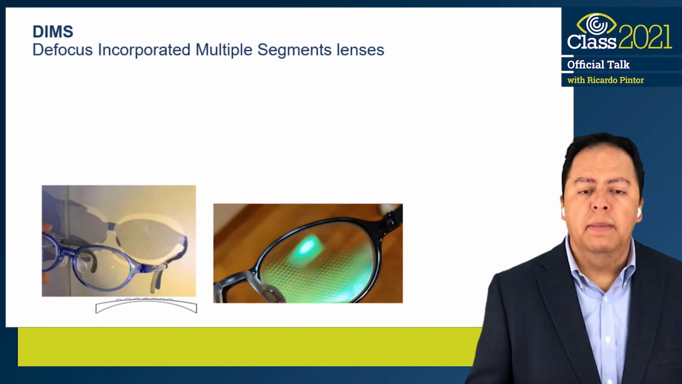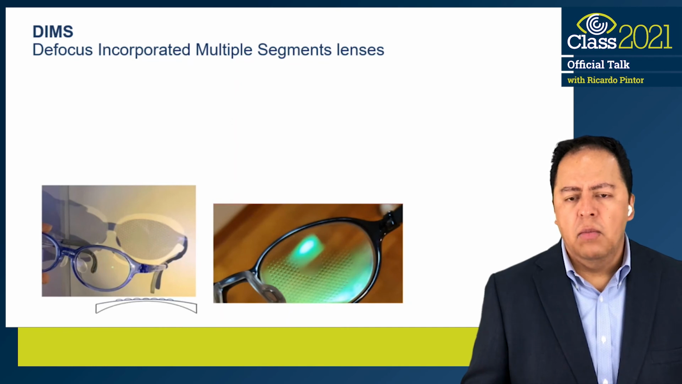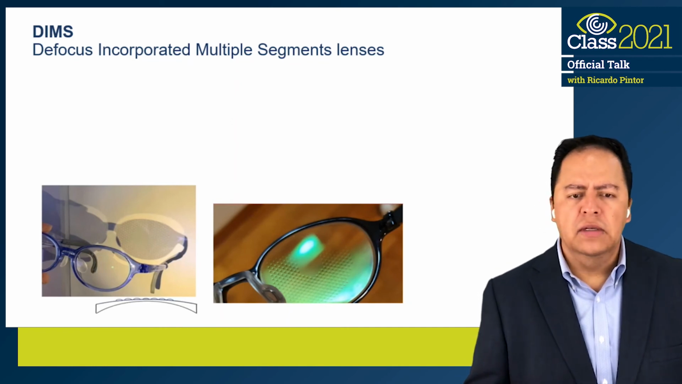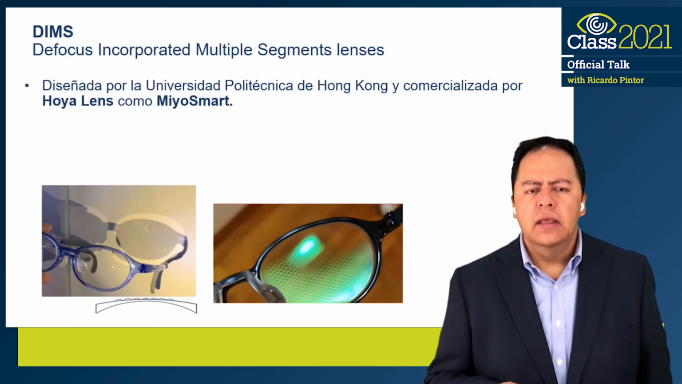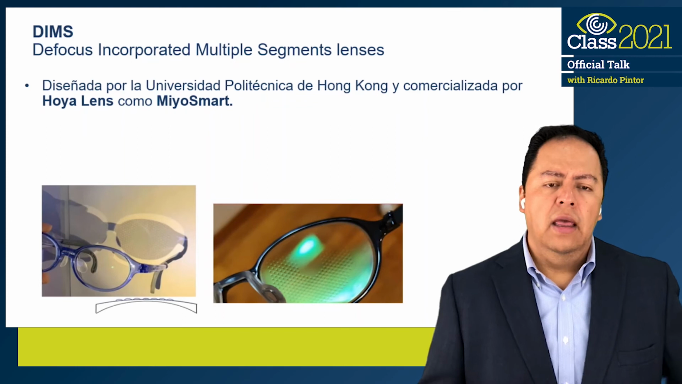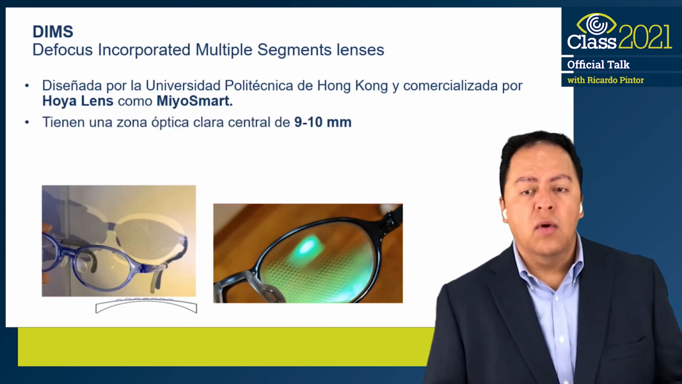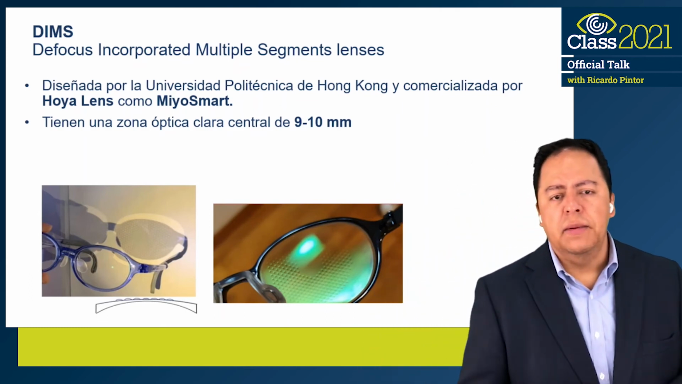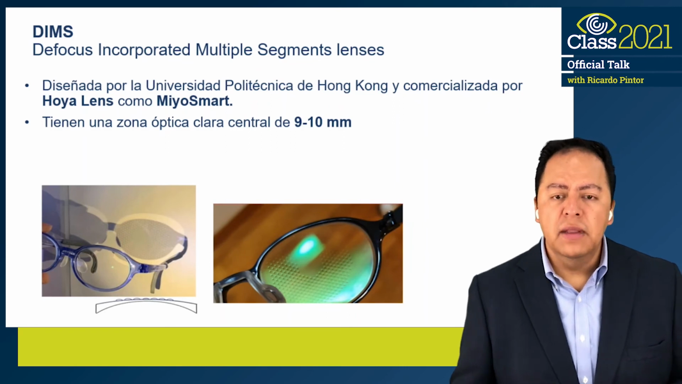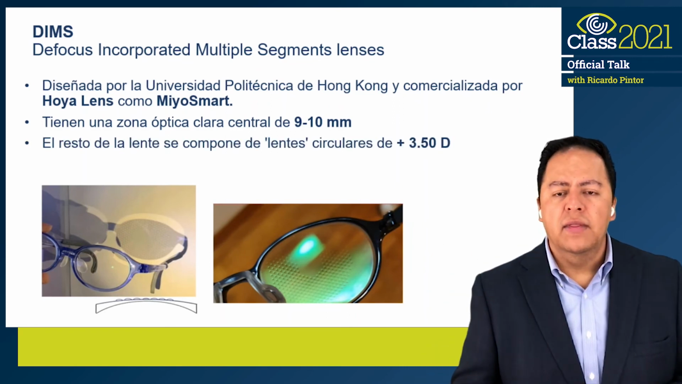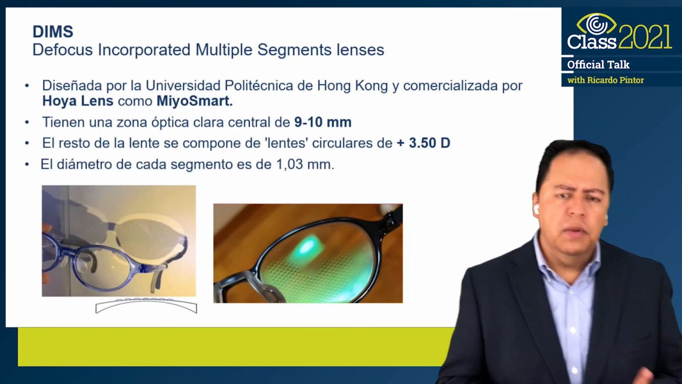These multiple segments are shown in photographs that show us how we can see it against the light or with a specific type of lighting. The patient in general does not suffer from it, and these are the ones developed in-house by Hoya lens as MiyoSmart, that was developed by the Polytechnic University in Hong Kong, and is commercialized, and the license is distributed around. And so we can see we have a central optic of 9 to 10 millimeters, and in the periphery is where they found these power zones with a range of more than 350 diopters.